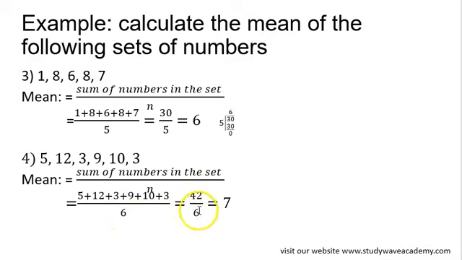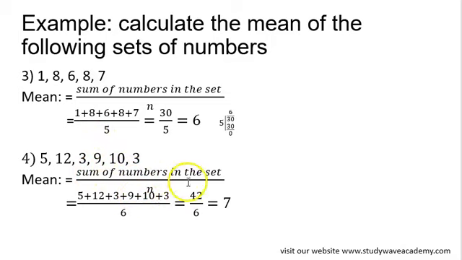How did we get this 6? It is the amount of numbers we have here: 1, 2, 3, 4, 5, 6. That is how we got our 6, right? And these numbers here are the numbers of the set, and we have to add the numbers. Okay, I hope we are not confused.